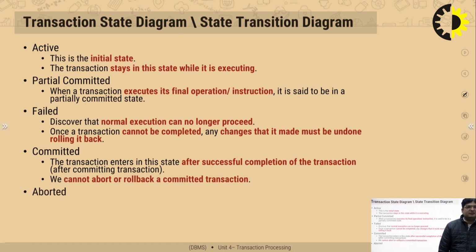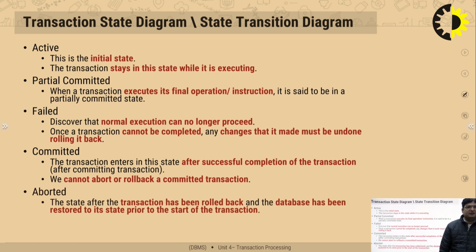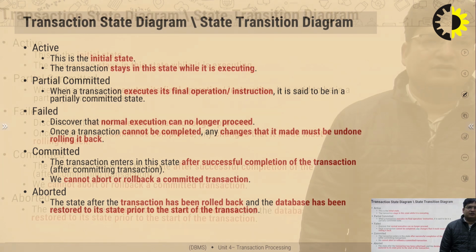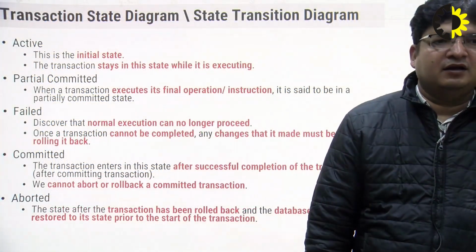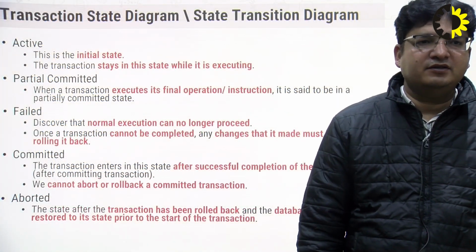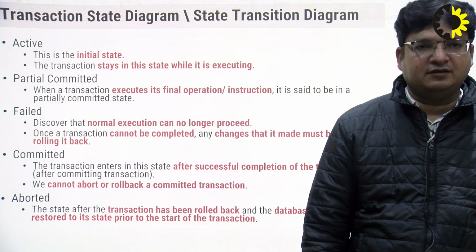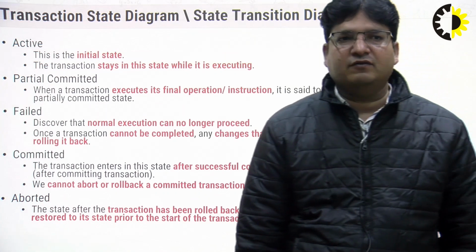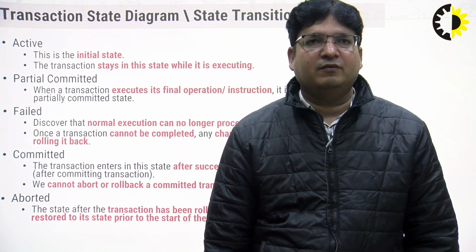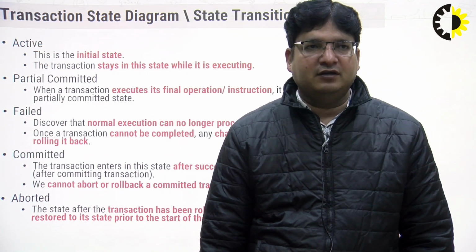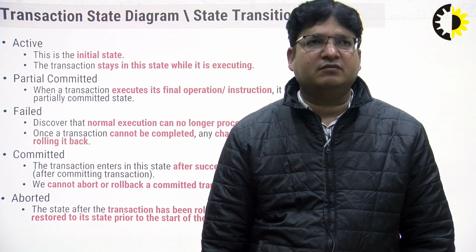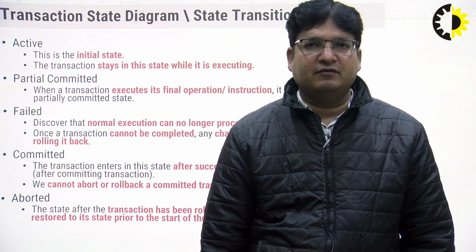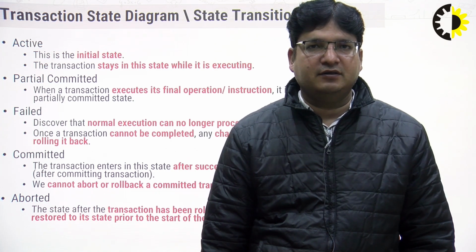And the last is the aborted state. The state after the transaction has been rolled back and the database has been restored to its previous state as it was before the start of the transaction. That is the aborted state. So that is, in a nutshell, all the states of the transaction that we have explained. I hope it is clear to everyone.